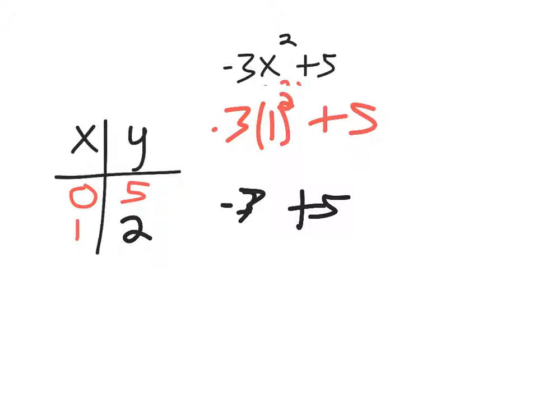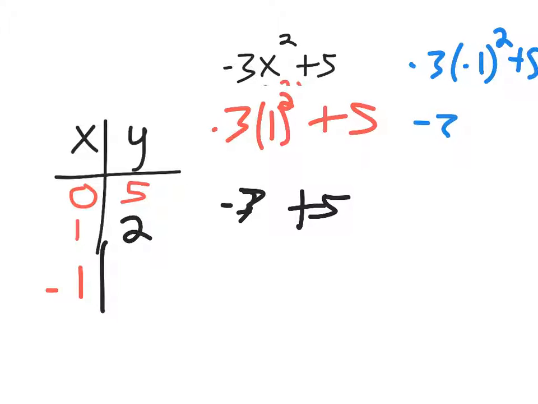And we want to try some negative numbers too. Try x equals -1. Plug -1 into your function. And now -1 times itself is +1. So we're going to get out a 2 as well here.